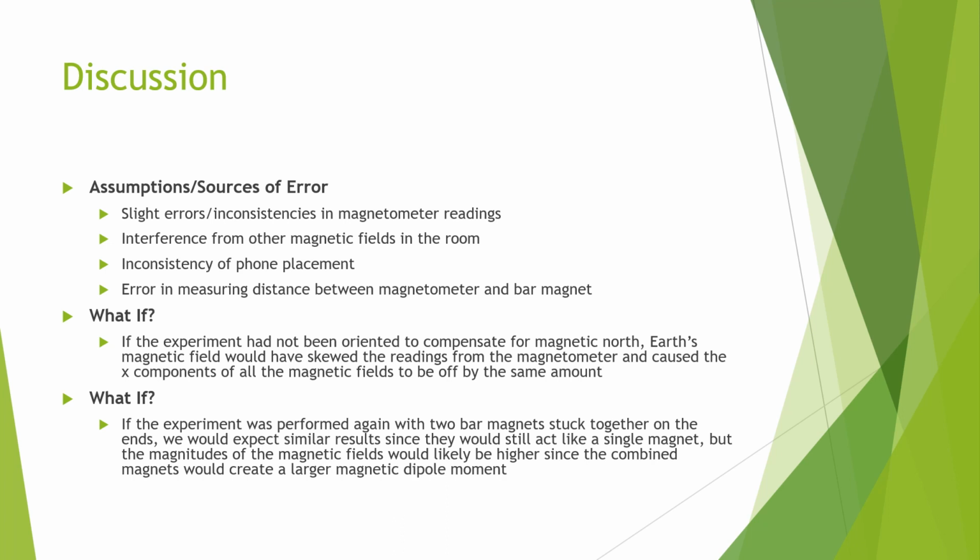To answer the first what-if question, if the experiment had not been oriented to compensate for magnetic north, Earth's magnetic field would have skewed the readings from the magnetometer and caused the x components of all the magnetic fields to be off by the same amount. And to answer the other what-if question, if the experiment was performed again with two bar magnets stuck together on the ends, we would expect similar results since they would still act like a bar magnet, but the magnitudes of the magnetic fields would likely be higher since the combined magnets would create a larger dipole moment.